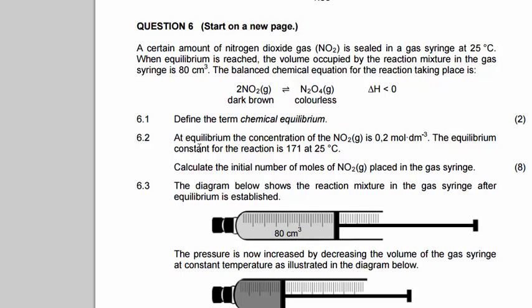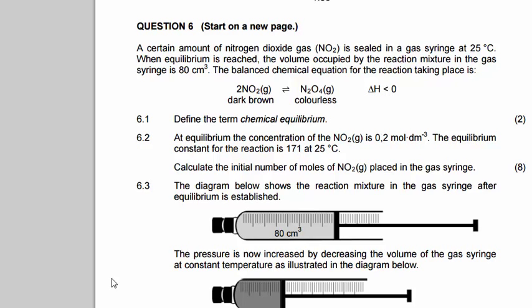Okay, define the chemical equilibrium. At equilibrium, the concentration of NO2 gas is 0.2, and the equilibrium constant for the reaction is 171 at 25. Calculate the initial number of moles of NO2 gas placed in the syringe.